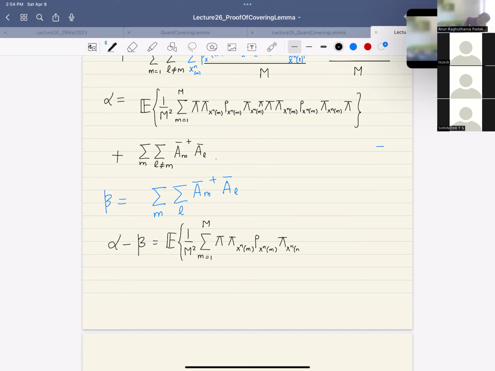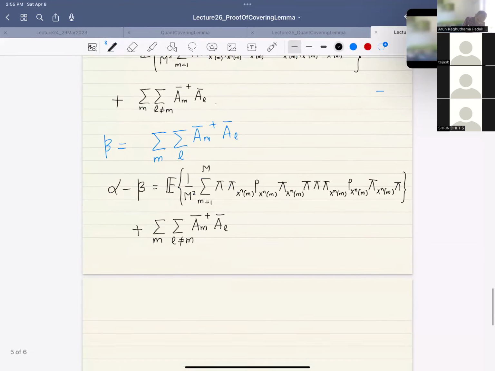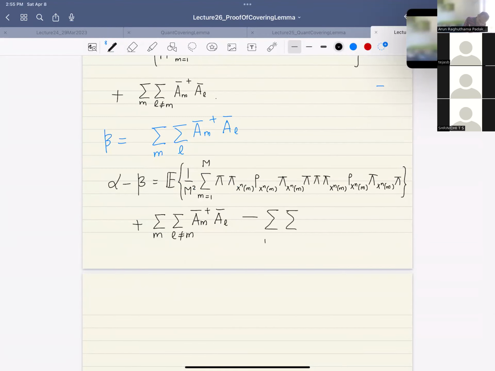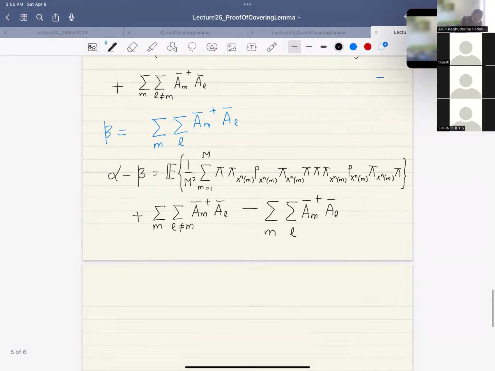So this is pi xn of m, rho xn of m, pi xn of m, pi. That's the first term. Plus, I have this, right? M, L not equal to M, A M bar dagger, A L bar, minus. No matter what the M and L is, you get this. This is what your L bar. Now, what do you have? You have something like this.